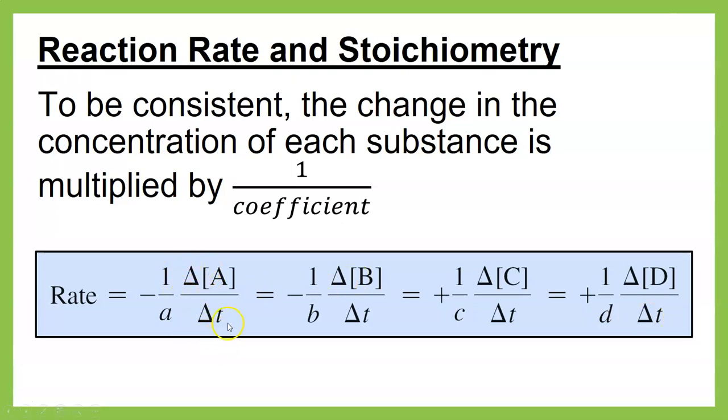Because delta A over delta T is a negative number, a negative of a negative is positive, which allows me to set it equal to the products because those are positive values. So the rate of reaction can be expressed by using numbers from A, from B, from C, or from D, whichever one is more convenient to measure. By dividing by these coefficients, we're able to equalize everything and make it so that we're comparing apples to apples.